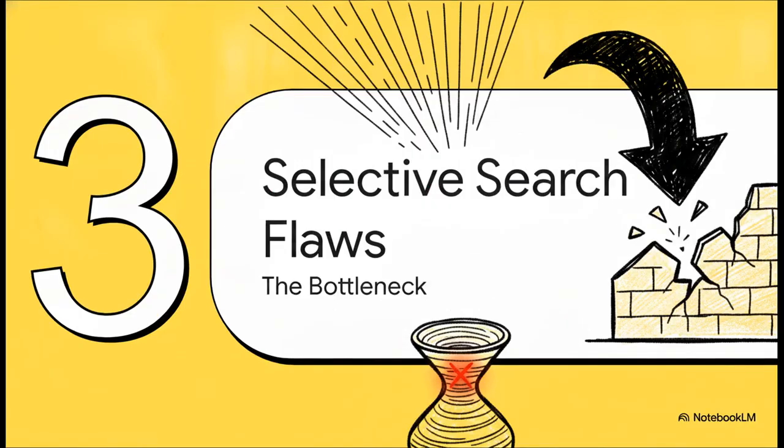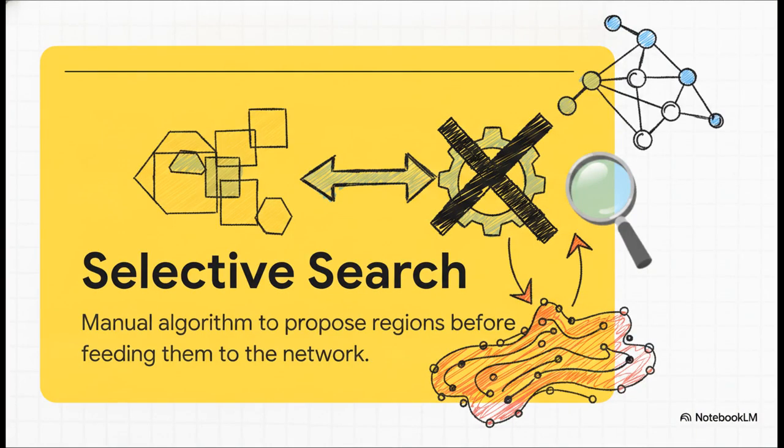Moving on to Section 3, the selective search problem, which was a huge bottleneck. Because despite that massive speedup we just talked about, fast RCNN still had a pretty glaring, critical flaw hiding in its pipeline. The main culprit? An algorithm called selective search. See, fast RCNN was incredibly fast at processing the regions, but it still heavily relied on this clunky external, manual algorithm to tell it where those regions were in the very first place. Selective search was literally the bottleneck holding the whole AI back.